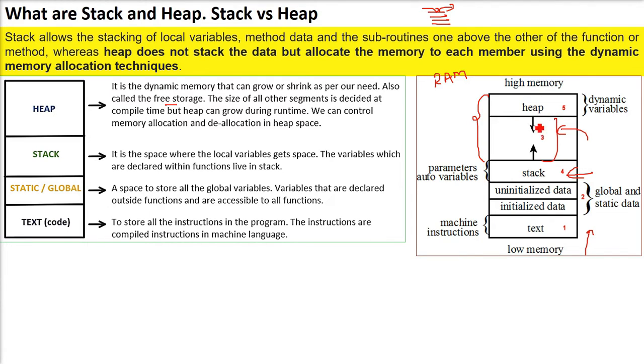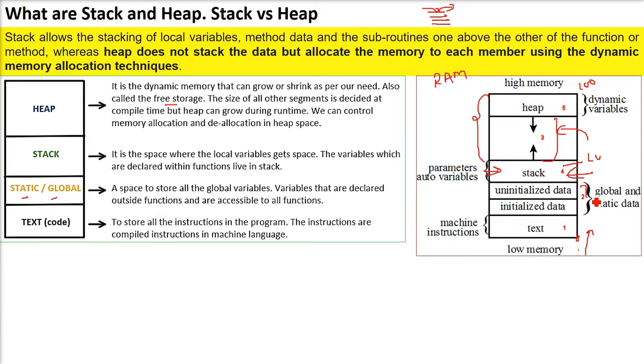So dynamic allocation goes to the heap. Now coming to the stack, it is the space where the local variables are placed. The variables declared within functions live in the stack. If you have a function and inside it a variable, it will go in the stack, which is the space where local variables get space. So this is the stack. First we have the heap, then the stack, then the place for static or global.